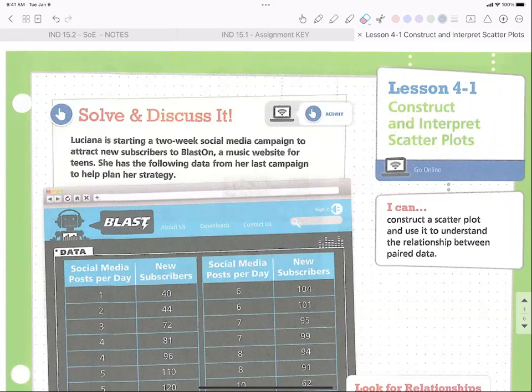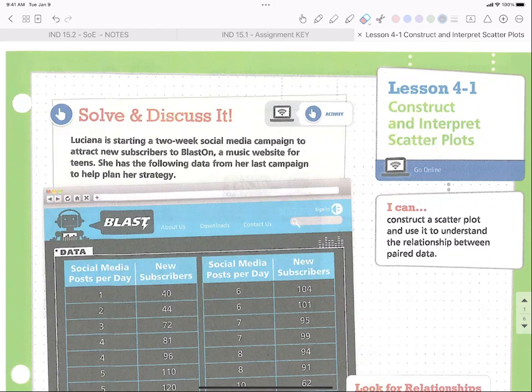That's the first thing, because you will have to be able to take this information from a table and construct your own graph. So you're going to need to know which one goes on the X-axis and which one goes on the Y-axis. The other thing is when you're looking at this data, you just have to pick it apart and think about it in a real world setting. So this is social media posts per day and new subscribers. Looking at the data, how many social media posts per day seem to garner the most new subscribers?